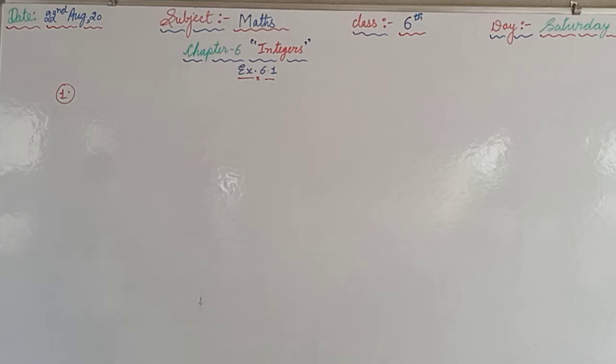Question number 2, represent the following numbers as integers with appropriate signs. So integers can be positive or negative. We are supposed to see an aeroplane is flying at a height of 2000 meters above the ground. As I told you, anything above the ground will be taken as positive. So how much above? That is 2000 meters. So plus 2000 meters will be the answer.